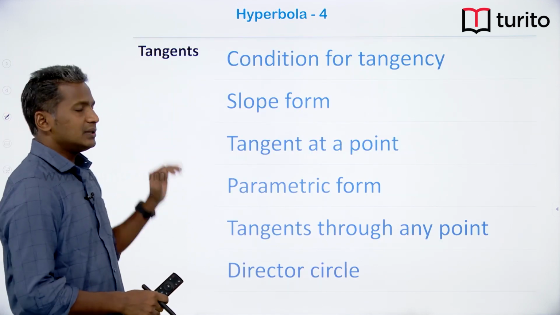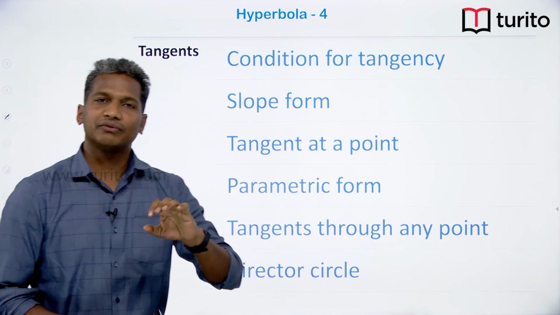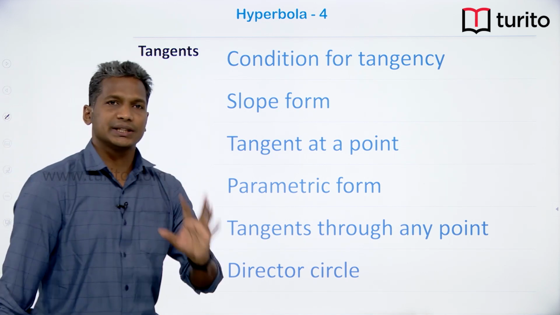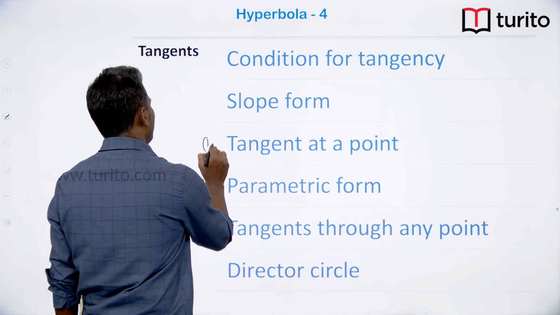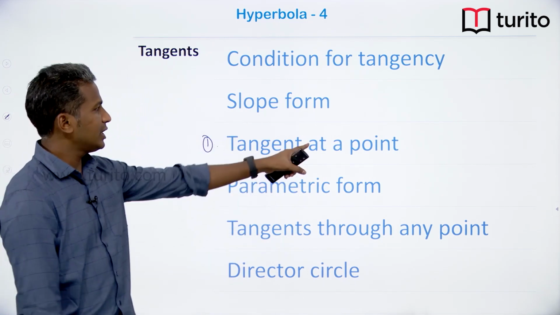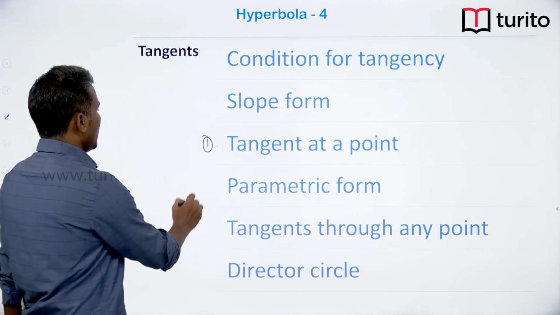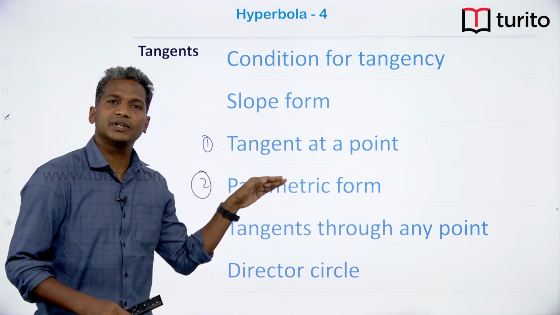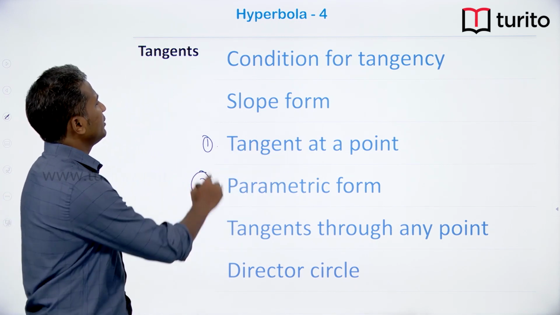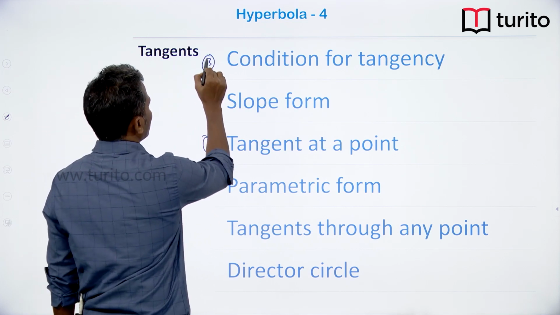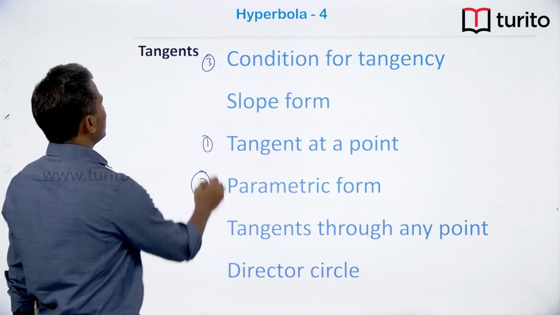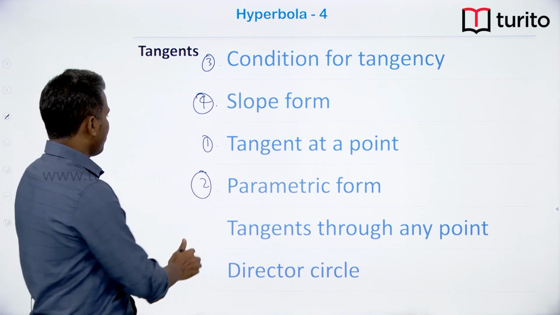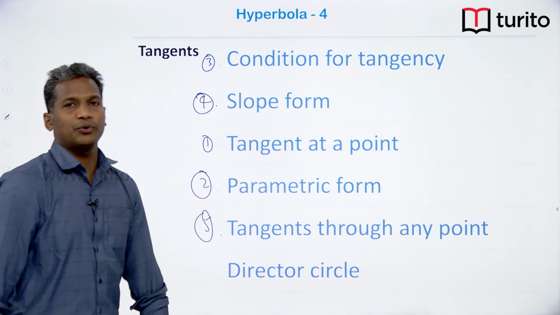So, basically in the part of tangents, what have we covered? These are the list of concepts in tangents. First we started with tangent at a point, that means the point is on the hyperbola. Next we went to parametric form, we just substituted a sec theta, b tan theta for x1 and y1. Then we went to the condition for tangency. After we got the condition, we got the slope form. After we got the slope form, we went for tangents through any point.